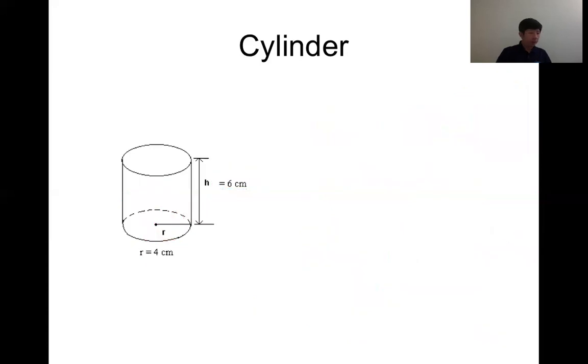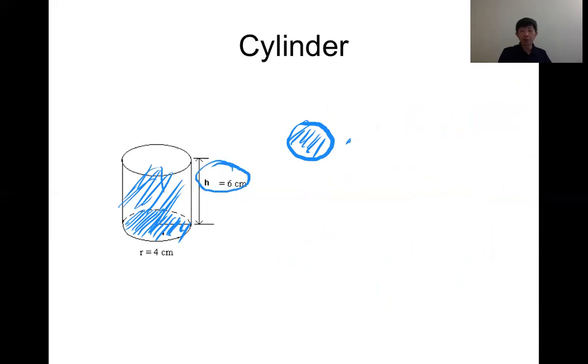Now, what about volume for a cylinder? The volume of a cylinder is basically we find the area on the bottom, and then we're going to fill in more circles like this. And how tall do we need to fill in? We fill in 6, right? Times the height, all right? So area of a circle times the height.